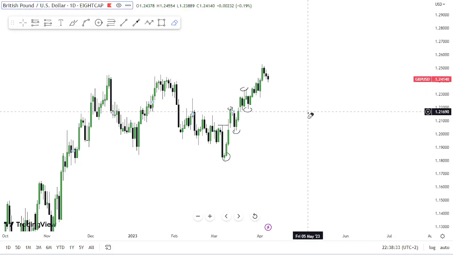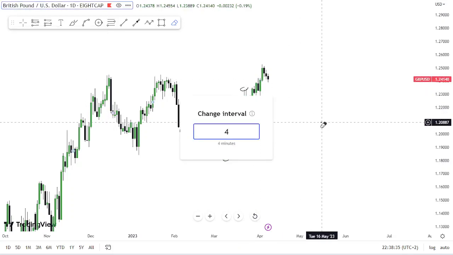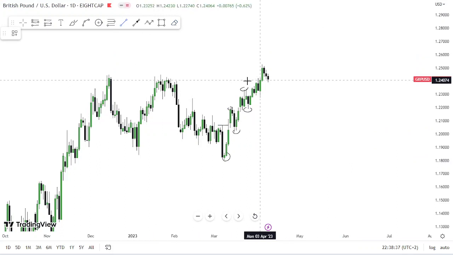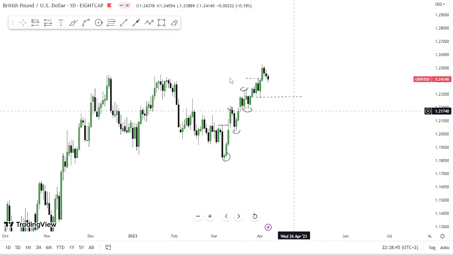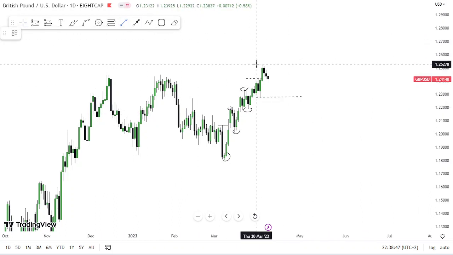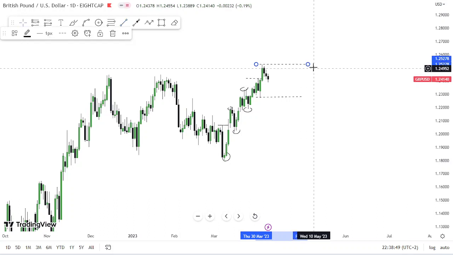So I'm going to go quickly to the 4-hour to show you. Let me mark this already here. I'm using the wrong thing, but I'll fix it just now. Just marking the current daily range, because that's one important thing.